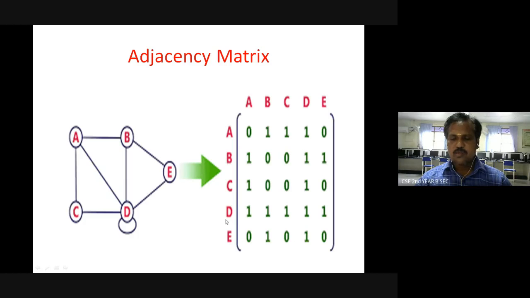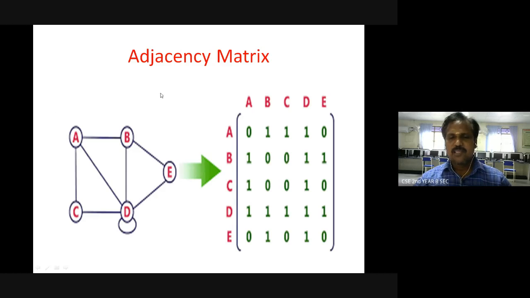Then move on to the next node, E. E to A, there is no path. E to B, there is a path. E to C, there is no straight path. E to D, there is a path. E to E, there is no path. So 0, 1, 0, 1, 0 is the adjacency matrix row for the given graph.